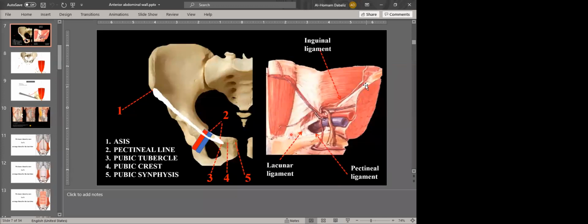As you can see here, that's our inguinal ligament. Then it goes around a bit from the inguinal ligament to the pectineal line. And this small part here, this is what we call the lacunar ligament. And then we run on the pectineal line, and this is what we call the pectineal ligament. So do you understand these three ligaments? 1, 2, 3.